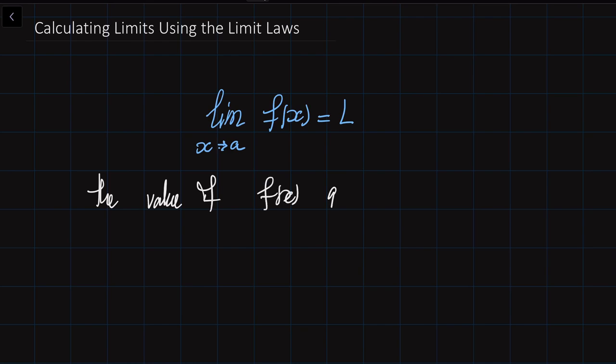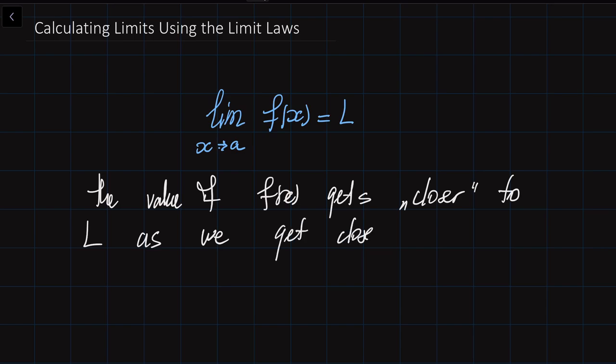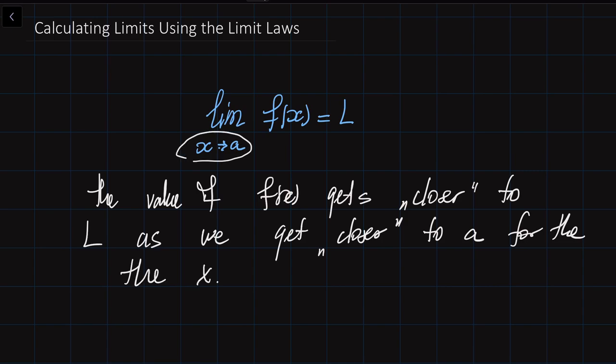f of x gets closer to L as we get closer to a for x. So as we get closer and closer to a for x, the value of f of x gets closer and closer to L. So this is roughly, approximately, what the limit means.